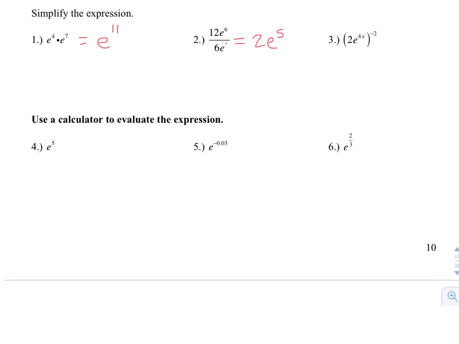Number 3, the whole thing's raised to the negative 2nd power, so I'm going to put it in the denominator and square it. 2 squared is 4. And we multiply our exponents and we get e to the 8x. So it's 1 over 4e to the 8x.